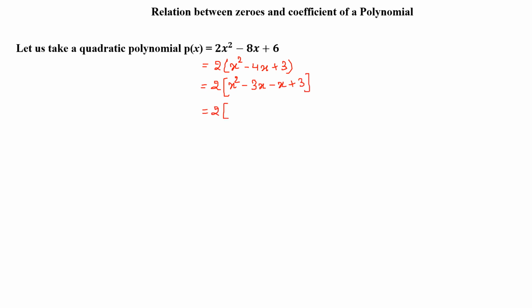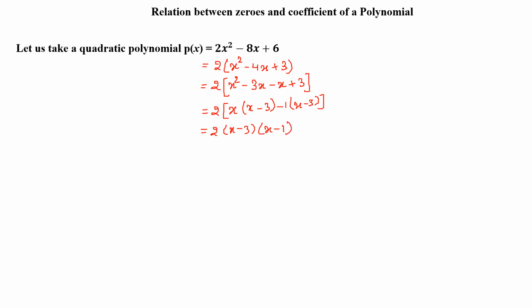So again it will be 2. I have taken x common here, so it will be x - 3. Here, minus 1 common, so x - 3. So it will be 2 times (x - 3) times (x - 1). Right, so this is the factorization.